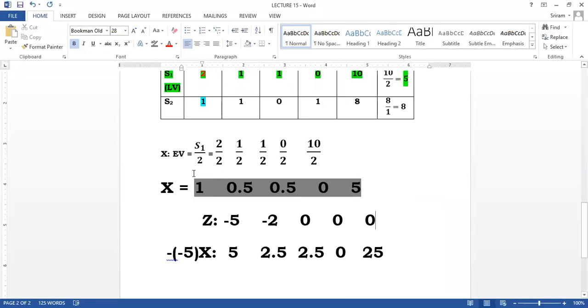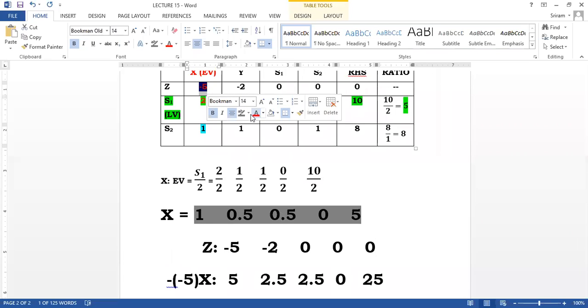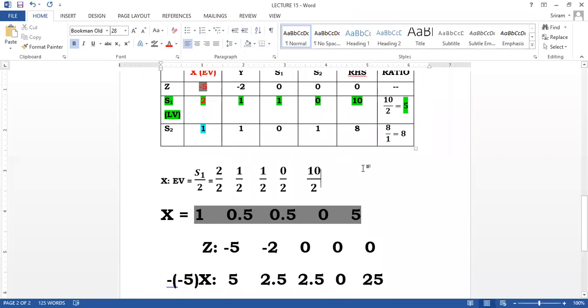So I'm taking X. The X value is 1, 0.5, 0.5, 0, 5. So to find the value of Z, I am going to check the corresponding pivotal column element. Here, the corresponding pivotal column element is -5. I am going to take the opposite sign: minus into minus, plus. If I have plus, I take minus. If I have minus, I take plus. And I am going to multiply it.